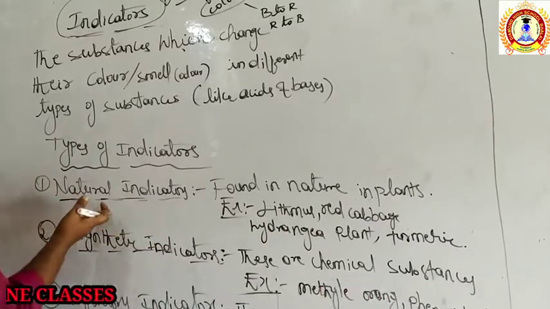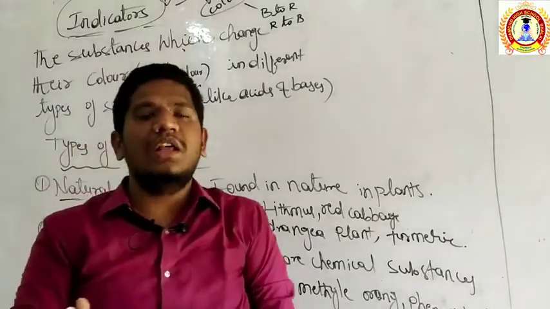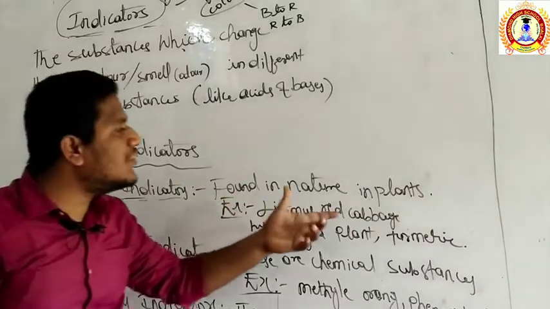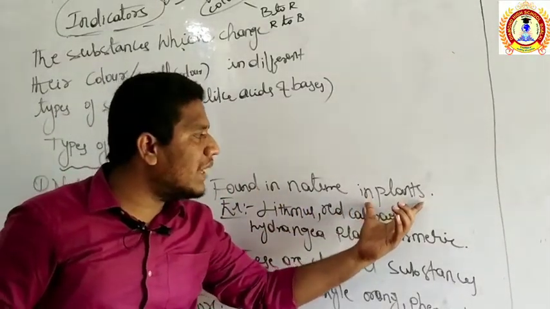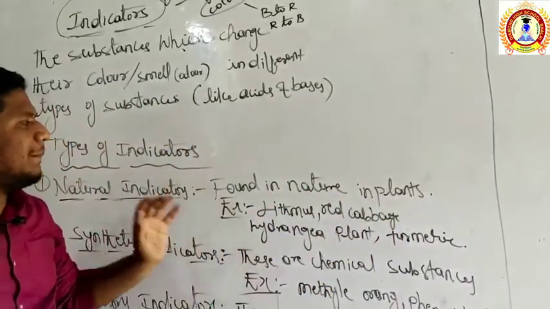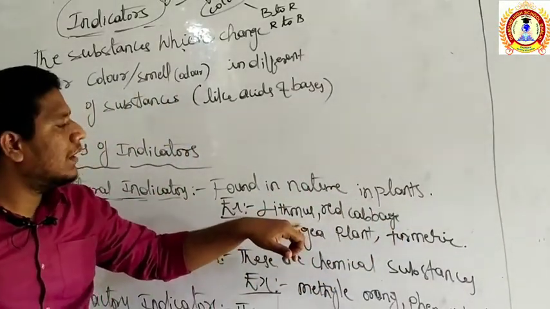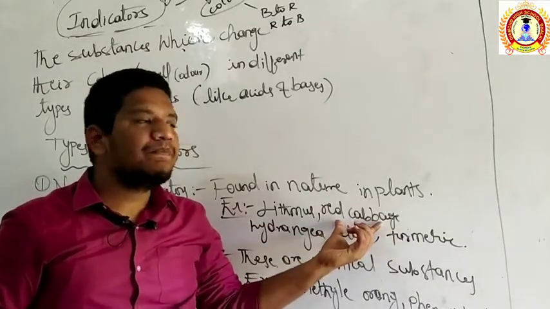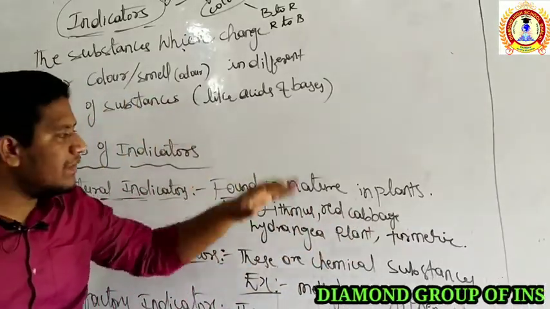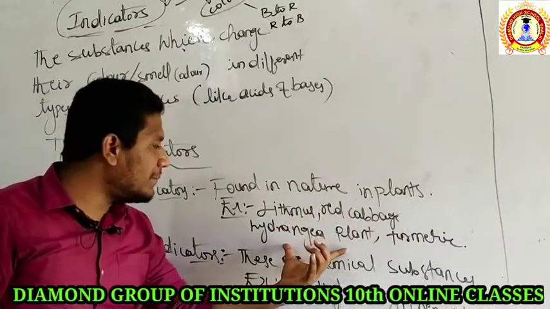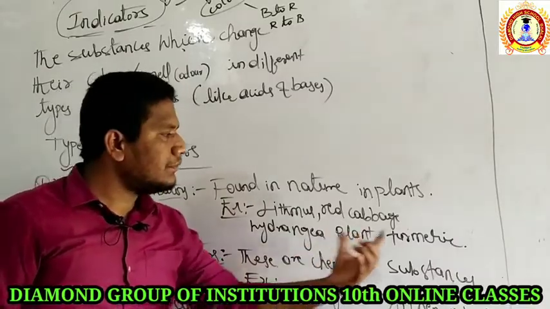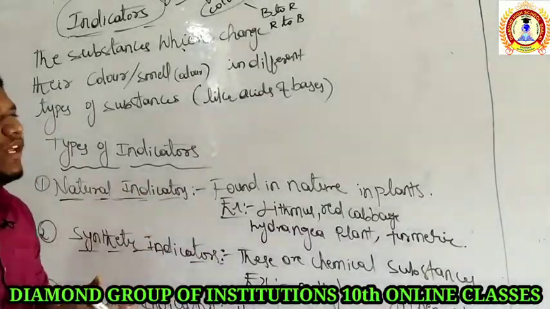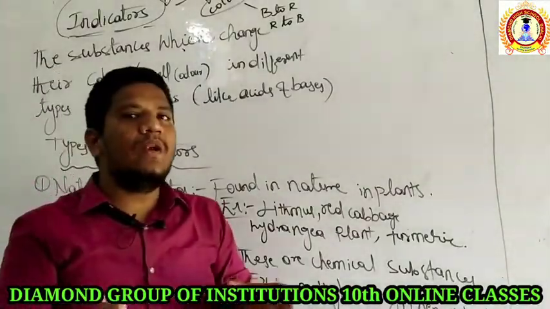What are natural indicators? The word itself tells us that they are nature occurring substances. They occur from nature. So the natural indicators are found in nature and derived or taken from the plants. For example, litmus paper is a natural indicator. Red cabbage leaves are used in checking whether the given substance is acid or base. And there is a plant, the hydrangea plant, and our home remedy turmeric. So these all are natural indicators which are used to decide whether the given substance is acid or base.